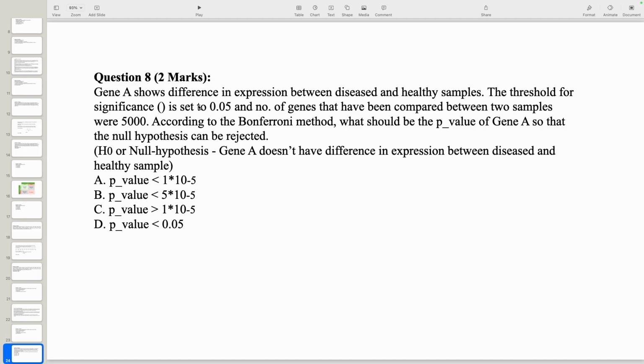Gene A shows a difference in expression between disease and healthy sample. The threshold for significance is set to 0.05 and the number of genes that have been compared between two samples were 5000. So according to Bonferroni method, what should be the p-value of gene A so that the null hypothesis can be rejected? So the null hypothesis: gene A doesn't have a difference in expression between disease and healthy sample. Please take few minutes and try to solve this question.